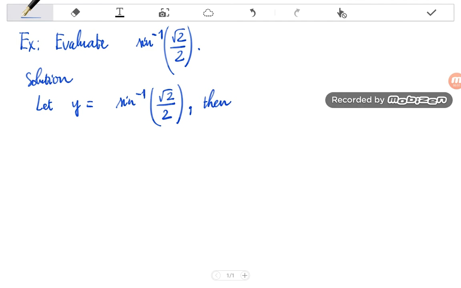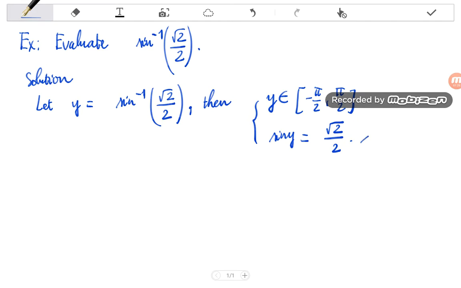the inverse of sine, we have y is in the closed interval minus pi over 2 to pi over 2, and y satisfies the equation sine of y equals the square root of 2 over 2. We will solve these two conditions to find y.